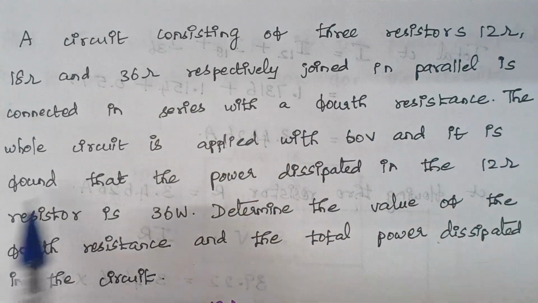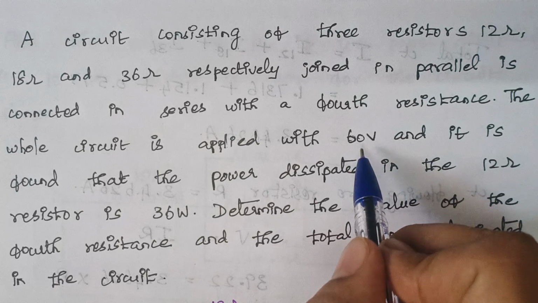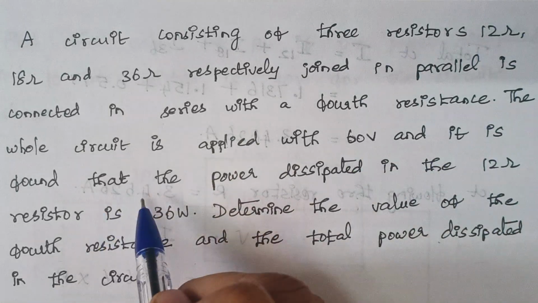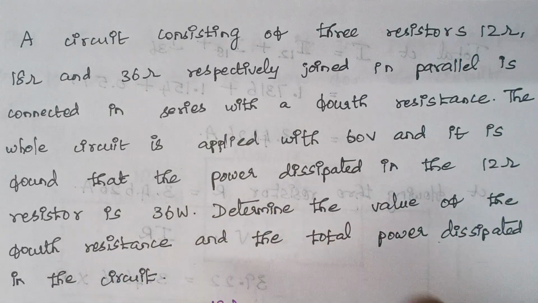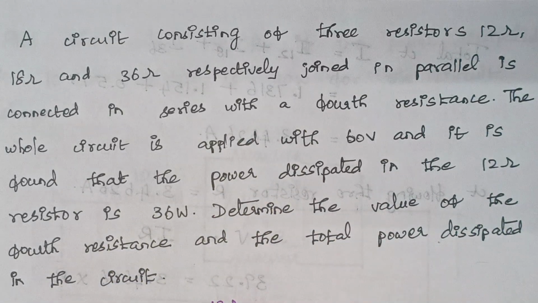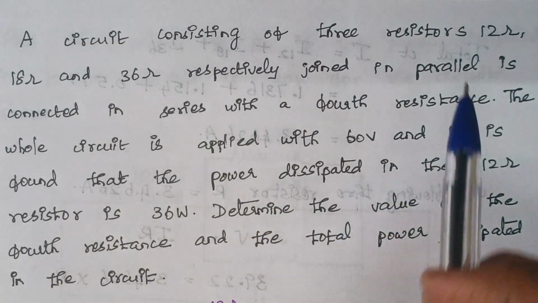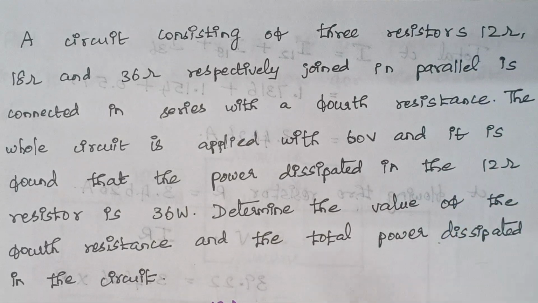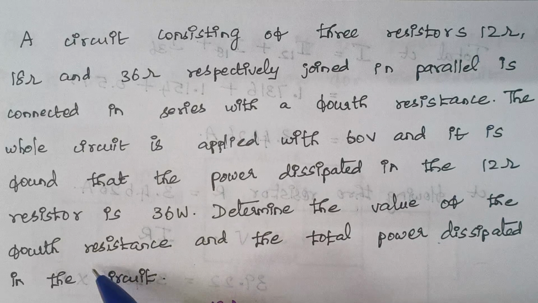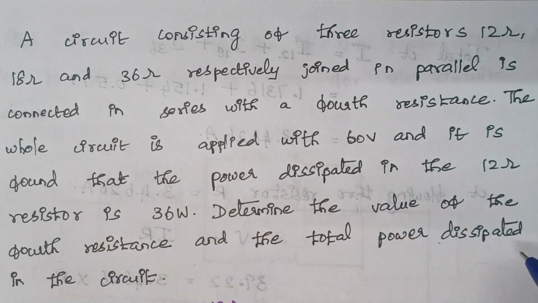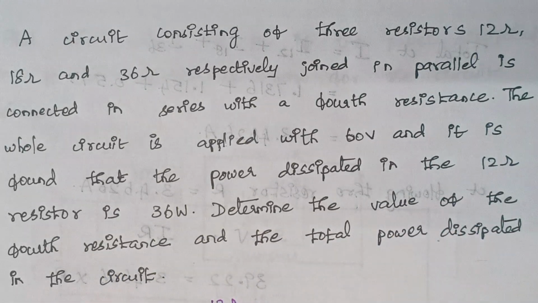The whole circuit is applied with 60 volt and it is found that the power dissipated in the 12 ohm resistor is 36 watts. Right. So power dissipated in the particular 12 ohm resistor is 36 watt. Determine the value of the fourth resistance and the total power dissipated in the circuit.